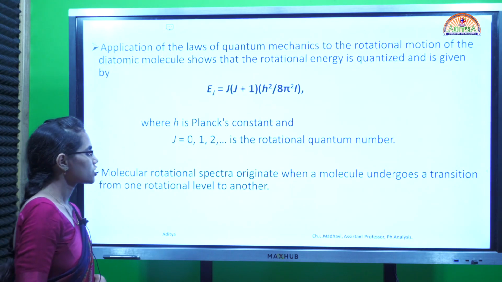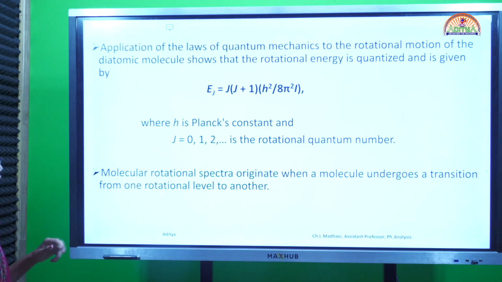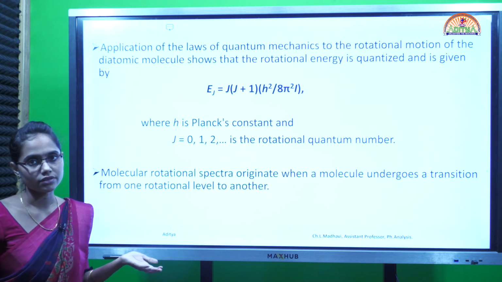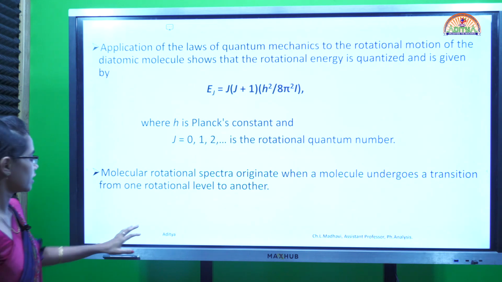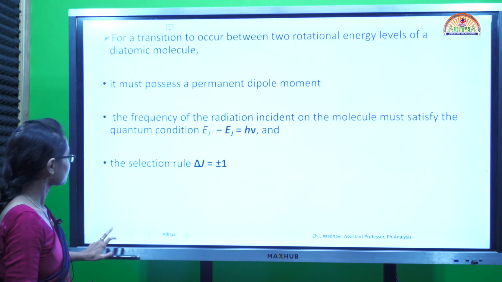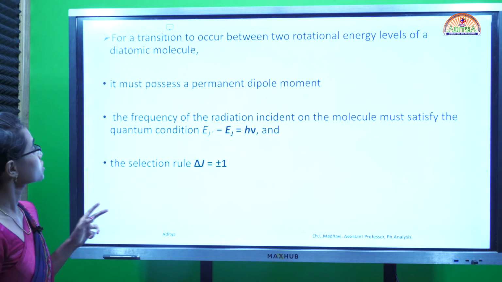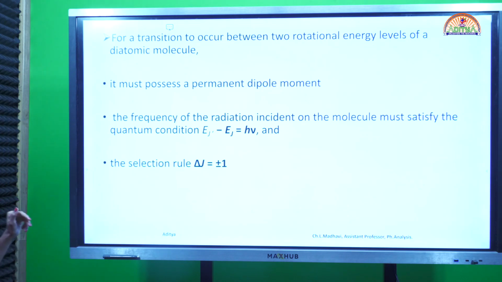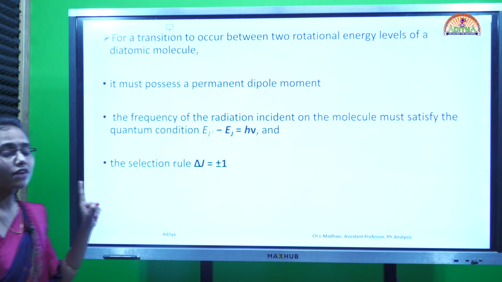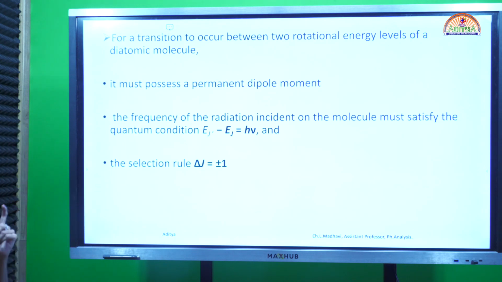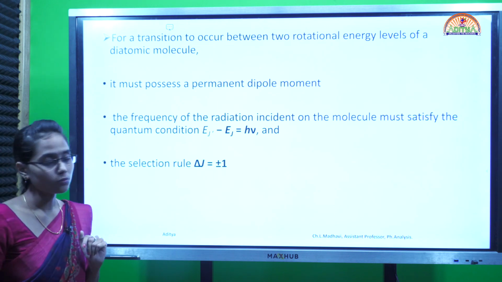So the molecular rotation spectra originate when a molecule undergoes transition from one rotational energy level to the next rotational energy level. For a transition to occur between two rotational energy levels of a diatomic molecule, there are a few conditions that have to be satisfied. One is that it should have a permanent dipole moment, as in diatomic molecules.